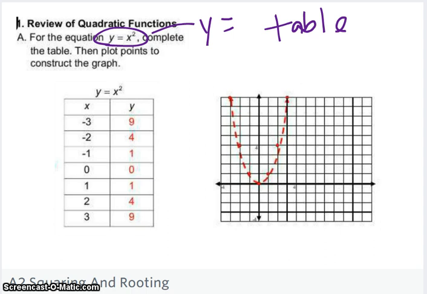Then you plot these points. You would go left 3 up 9, left 2 up 4, left 1 up 1, 0, 0, right 1 up 1, right 2 up 4, and right 3 up 9. So this is what your table looks like. This is what your graph should look like. It's okay if you just have the dots and you did not connect them and make the line on your graph.